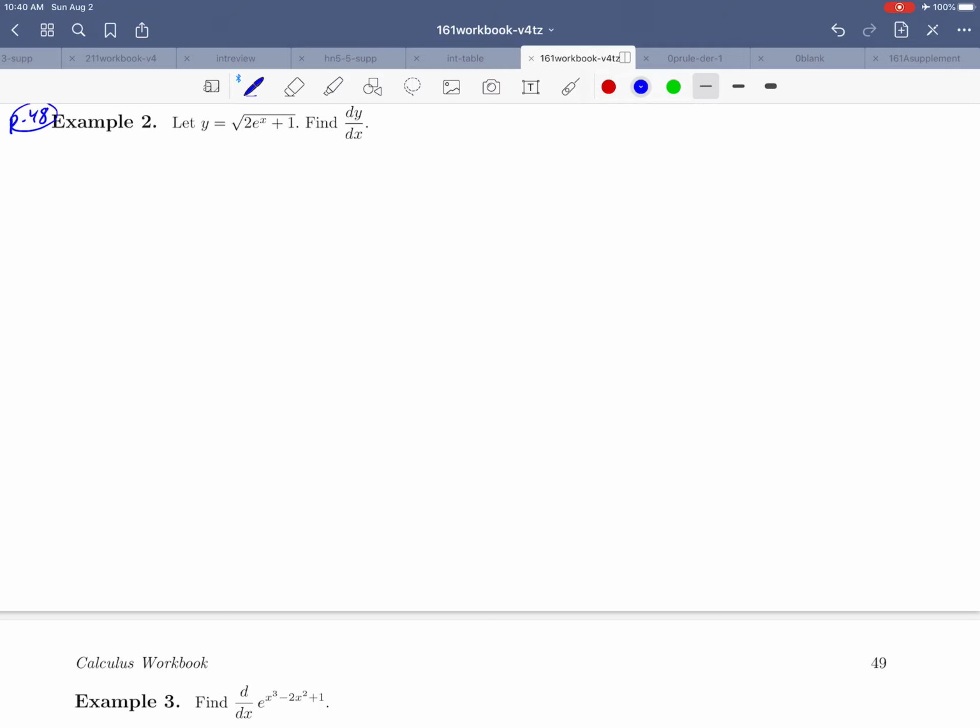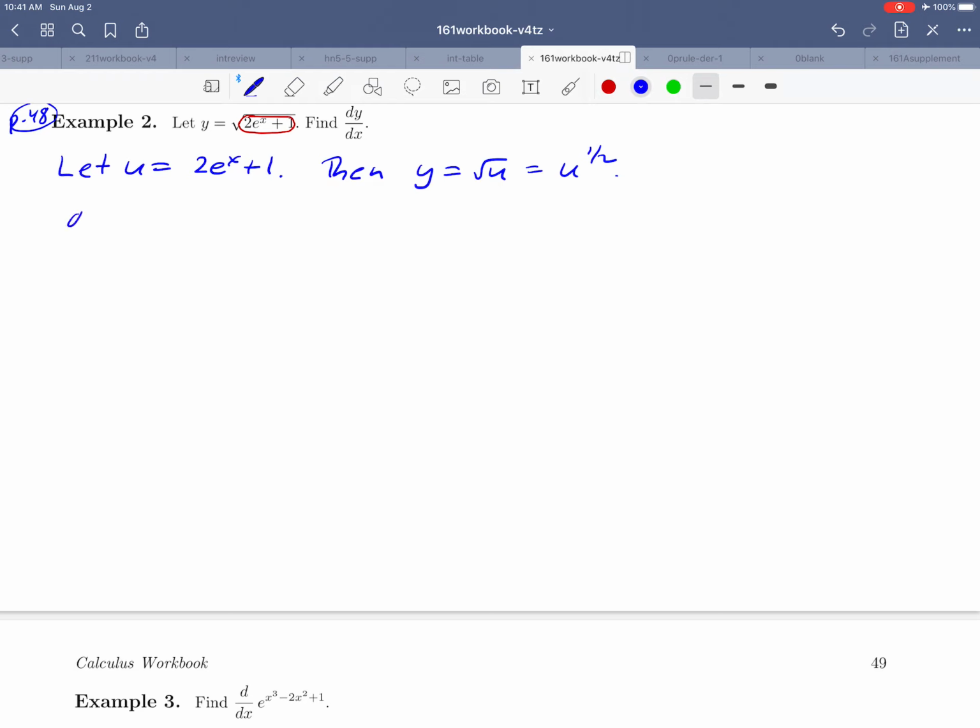If we think through the process of the chain rule, we're going to start by identifying an inside function. A natural choice in this case is the 2e to the x plus 1 because that's under the square root. We'll call that u. If we do that, then our whole function turns into just the square root of u, because we called that part underneath u, which can also be written as u to the 1/2 if we rewrite it in terms of a power.